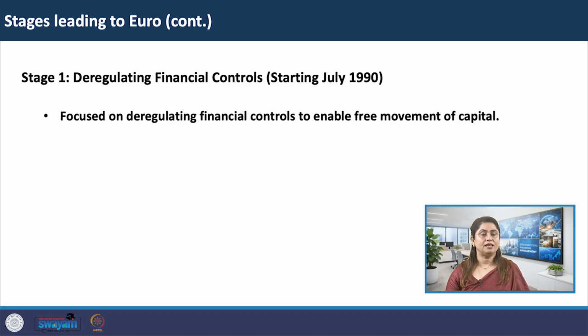Remember, when the EMS was created, many European countries still had capital controls. This meant you couldn't freely move money in and out of the country. For a monetary union to work, you need free movement of capital. So, stage 1 focused on regulating these financial controls. Countries gradually opened up their capital accounts, allowing money to flow freely.